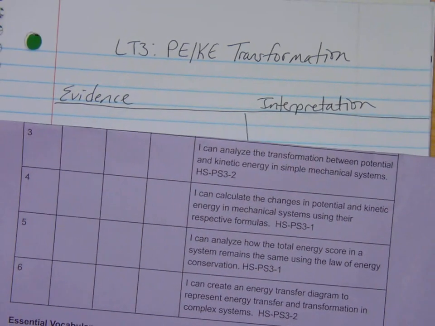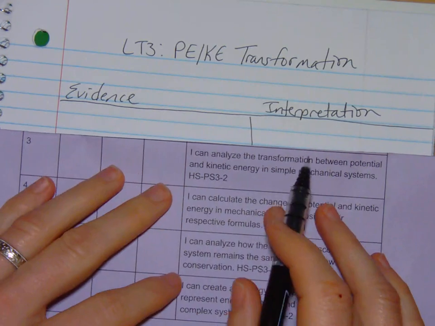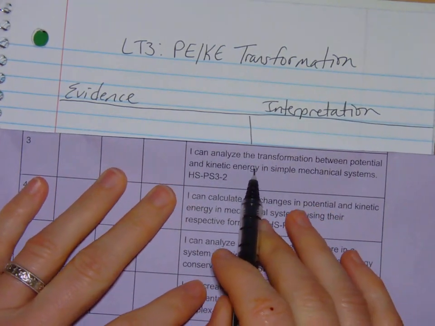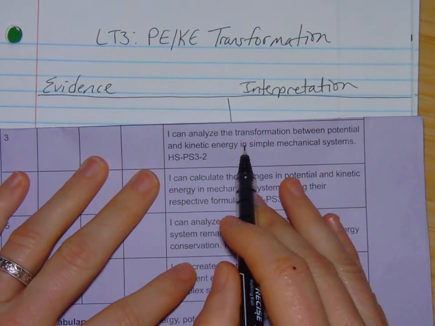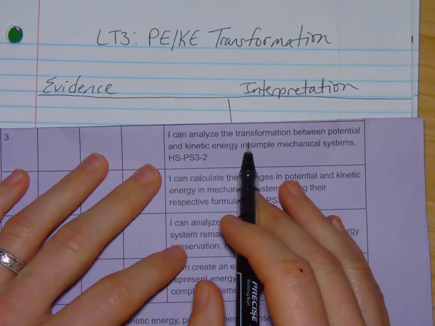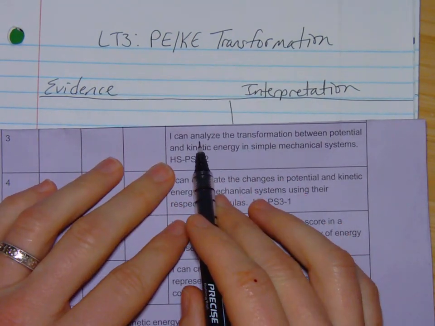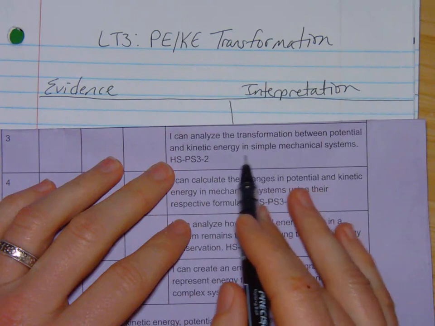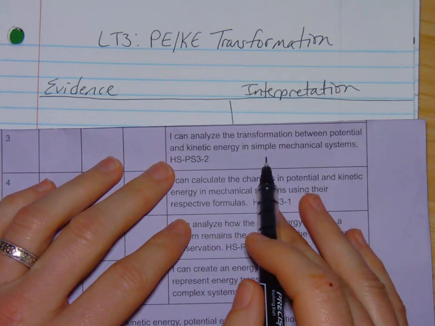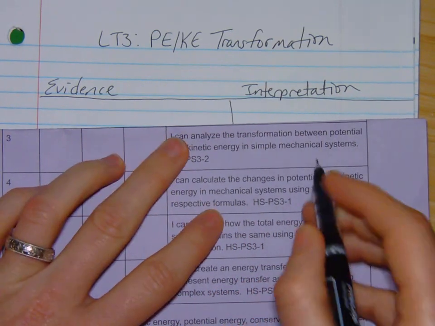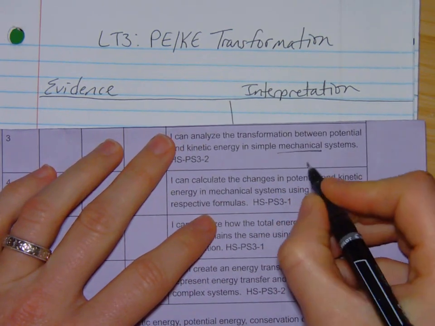These are the notes for LT3 and the energy unit. And this is mainly a conceptual learning target. There's not super fancy math calculations, but our task is to analyze the transformation between potential and kinetic energy in simple mechanical systems. Now, the big word here is mechanical.